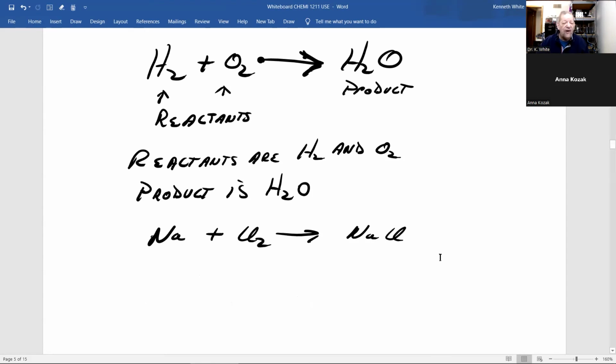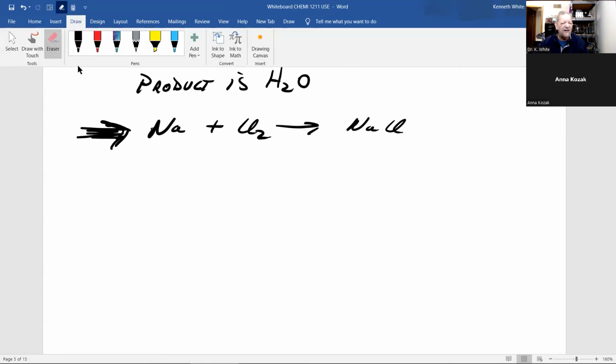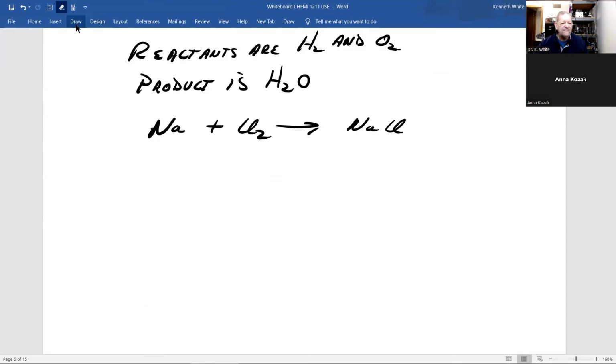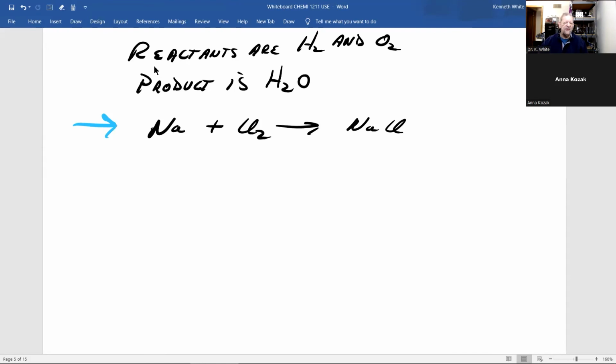All right, here's your turn. For this chemical equation, what are the reactants? What are the product or products? Your turn. Not asking anything else.